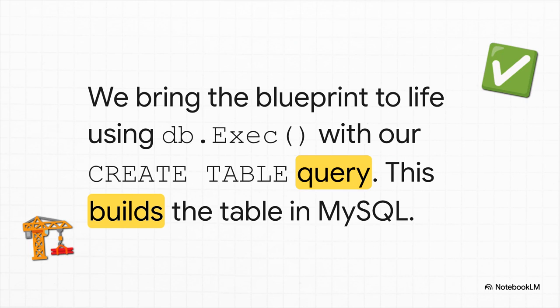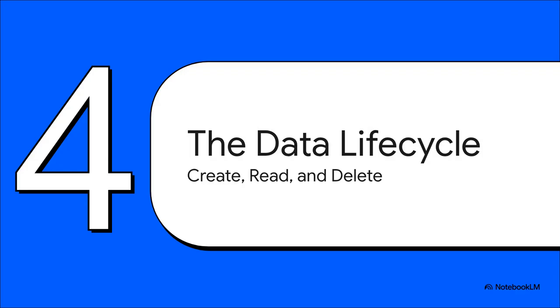Now, how do we turn that blueprint into an actual table? Simple. We take that SQL command we just designed and we hand it over to Go. We use the db.Exec function, which literally just means execute this command. Go sends our blueprint over to MySQL, and the database builds the table for us. Okay, the table's built. Our filing cabinet is ready to go.